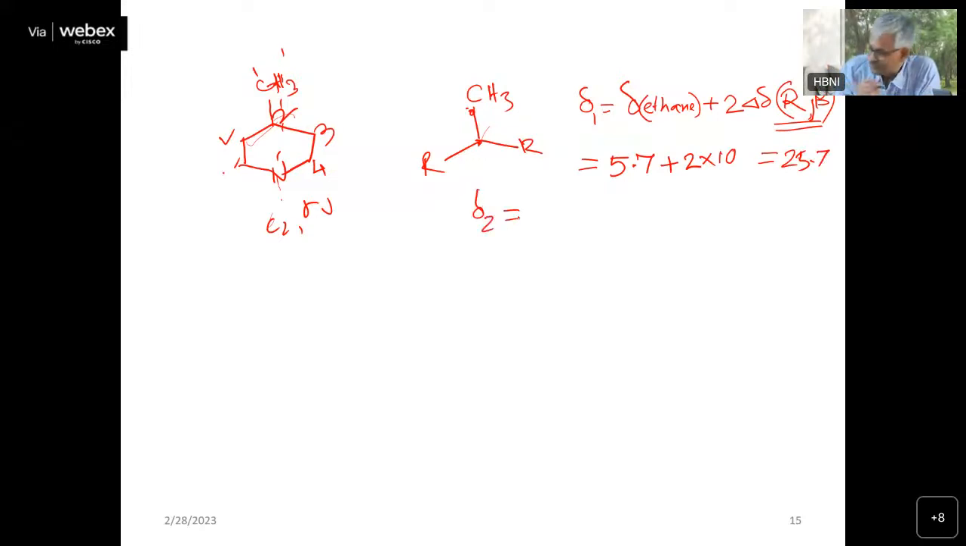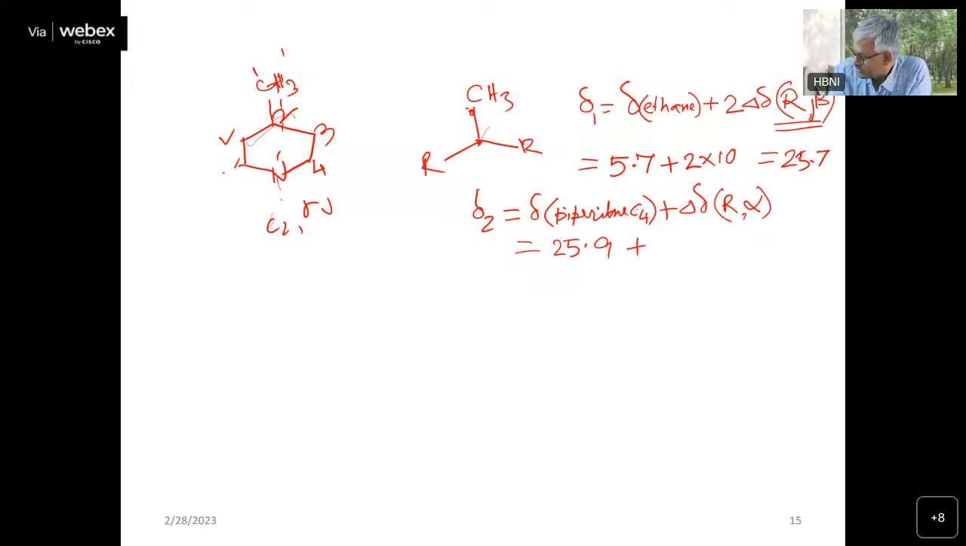Delta 2 will be delta of piperidine C4, plus you will have a methyl group. So delta R alpha. Okay, so it is simple. So that comes around 25.9. If you check it, that is 25.9 plus 6. 6 is coming from this.